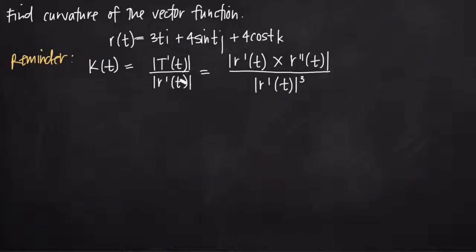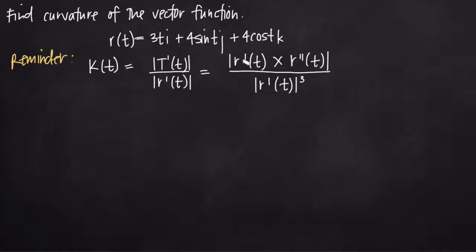If you've already found the unit tangent vector for your vector function, then you can use this simpler formula here, where you take the derivative of the unit tangent vector and find its magnitude, and then you take the derivative of your original vector function and find its magnitude. This value you already needed to calculate to find the unit tangent vector in the first place. So if you already have the unit tangent vector, you might want to consider using this formula. But if you're starting from the beginning, then I want to show you how to use this one here. So we're just going to break this down into pieces.